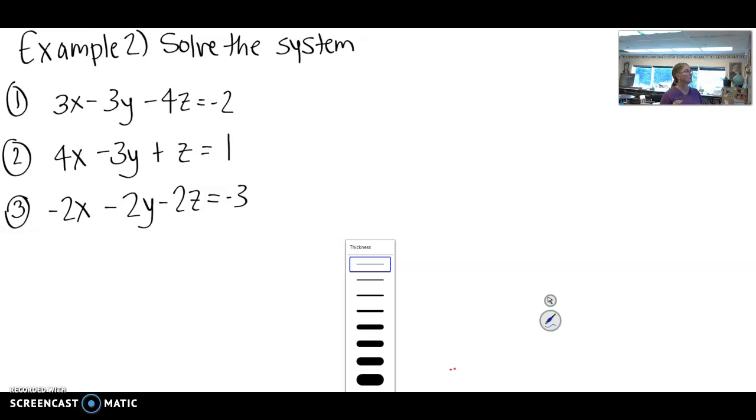negative 2. We can't multiply 3 by a whole number and get 4 to be exactly opposite of 4 or exactly opposite of negative 2. So I'm not going to try x unless I have to, and then in that case it's fine. It's just a little bit more work. And if you look at the y coefficients, it's negative 3, and negative 2. The negative 3's would work out easily.